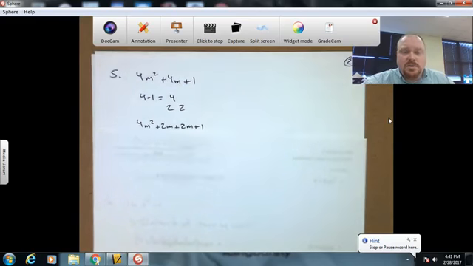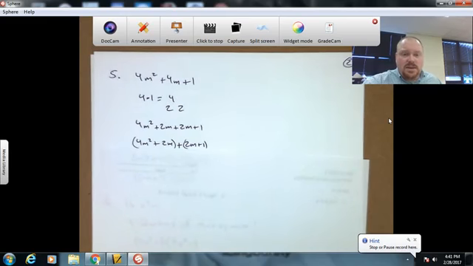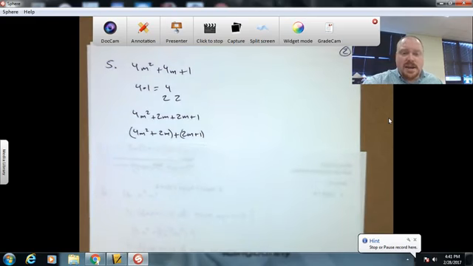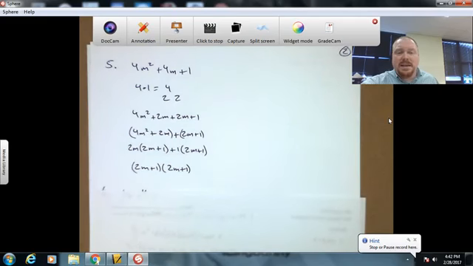So I rewrote the 4m as 2m plus 2m, and then I'm going to factor the rest by grouping. So I'm going to take a 2m from the first group, and the second group, there's nothing I can take out, but I can always take out a 1. So since I can take out a 2m plus 1 from each of those terms, I'm left with 2m plus 1 times 2m plus 1, but ultimately that means I can write that as 2m plus 1 squared if I wanted to.